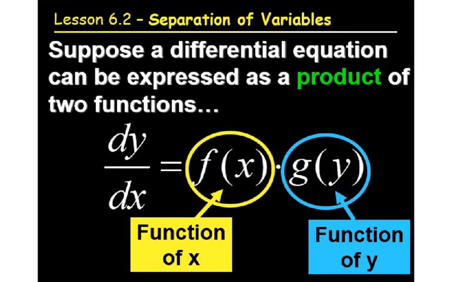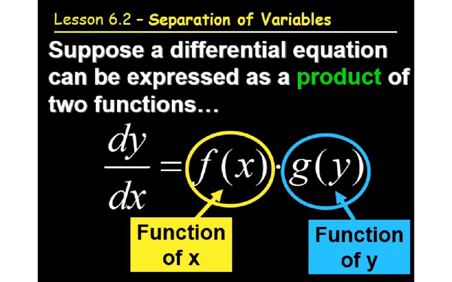Simply put, an equation that can be expressed as a product of two functions, and each function being in terms of a different variable. Basically, x and y together. X and y mixed together into the same equation.